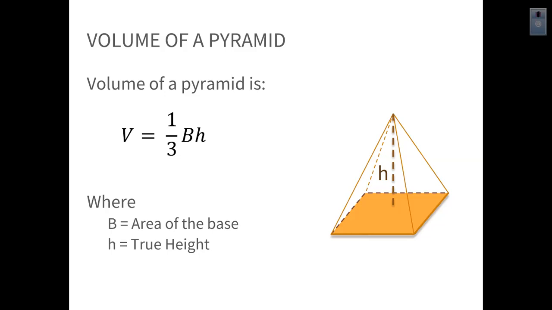Now remember, the slant height was the height that goes from the side of the base to the vertex. So make sure you know which one you have, because sometimes they may give you one and then you may be looking for the other. So that's called the true height, is what we're using in this.